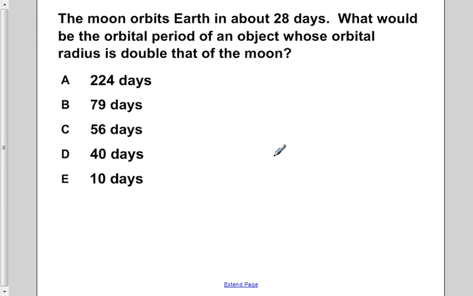The moon orbits Earth in about 28 days. What would be the orbital period of an object whose orbital radius is double that of the moon?